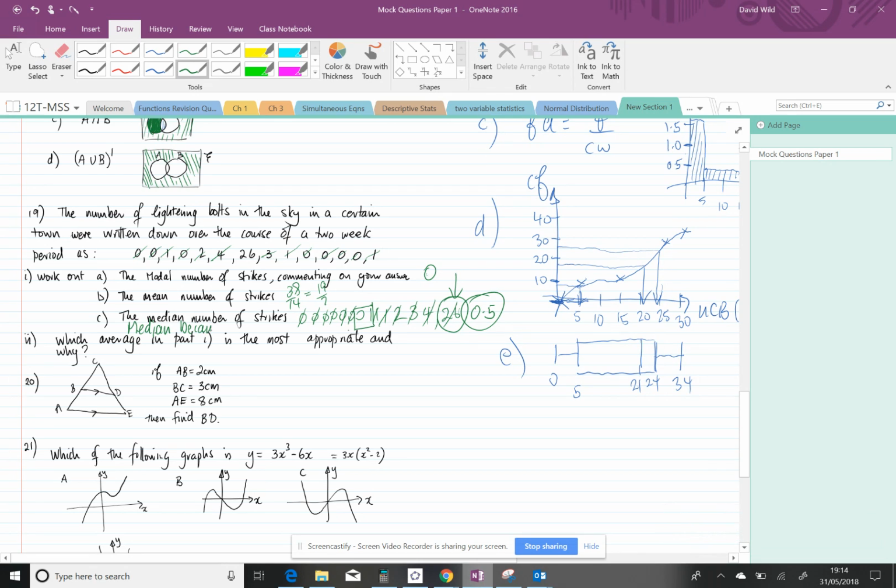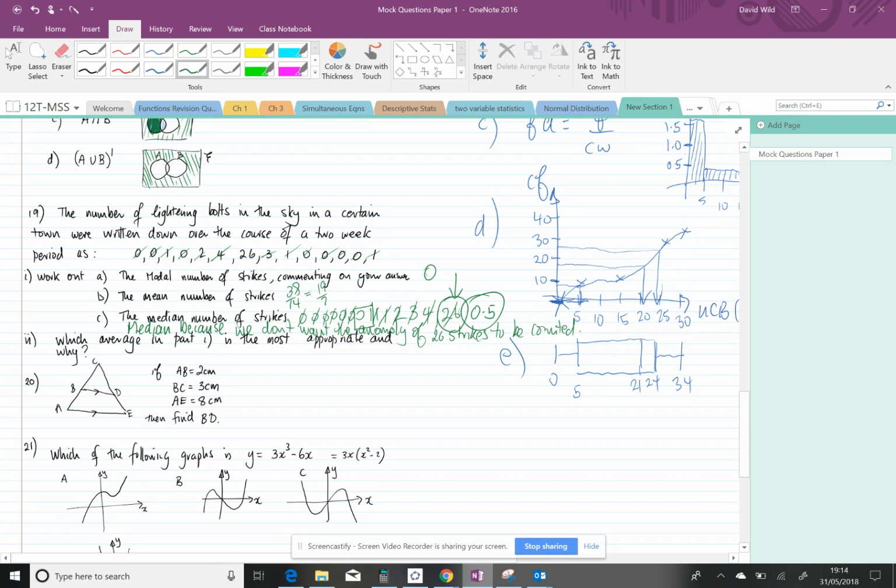because we don't want the anomaly of 26 strikes to be counted. We're assuming that that's some sort of strange anomaly.